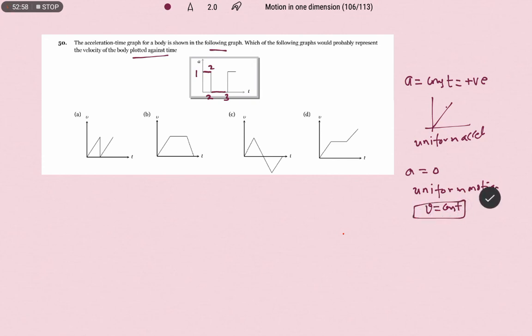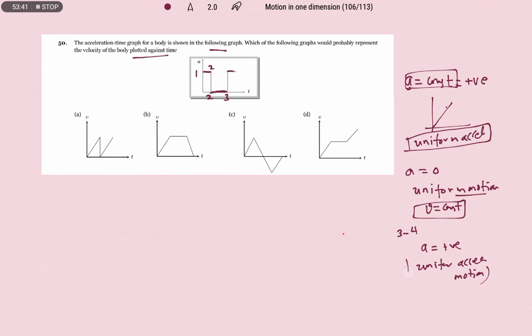These are the points we need to analyze. So uniformly accelerating motion from 1 to 2 because A is constant. And the same way from 2 to 3, acceleration is 0. When will acceleration be 0? When the object is moving with constant velocity, nothing but uniform motion. And then after some time, from 3 to 4, its acceleration becomes positive. So A is positive. If A is positive, again it is uniformly accelerating motion.